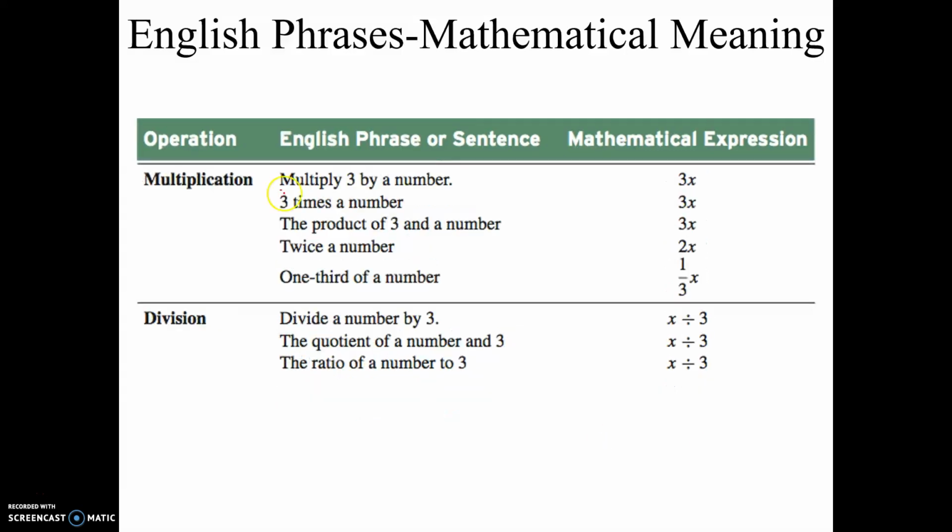For multiplication, we can simply use the word multiply. We can use the word times, the word product. If you say something like twice a number, that means 2 times a number. So twice x is 2x. 1/3 of a number, the word of, always means multiplication. So 1/3 of a number will be 1/3 times x, or simply 1/3 x. For division, we can use divide, we can use quotient, and we can also use ratio. So any of these refer to division.